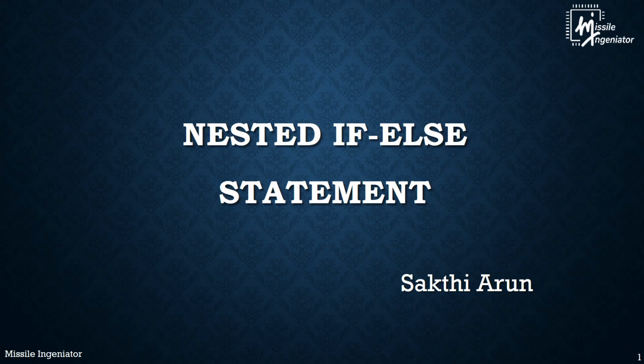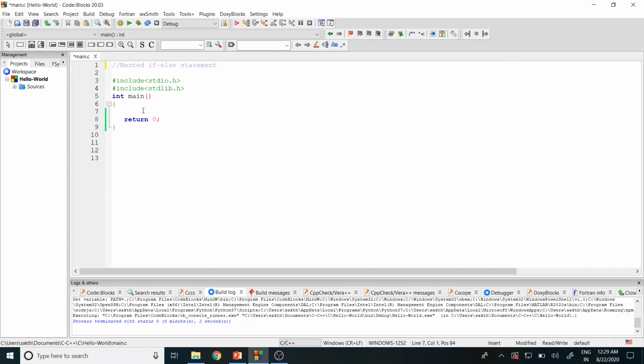In this lecture video, I'm going to explain with a simple C program for the nested if else statement. For the if else statement, I'm going to declare three variables as a, b, c. What I'm going to do is find the greatest among these three variables with the nested if else statement.